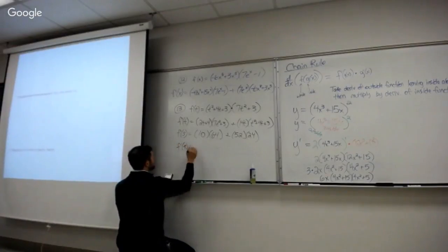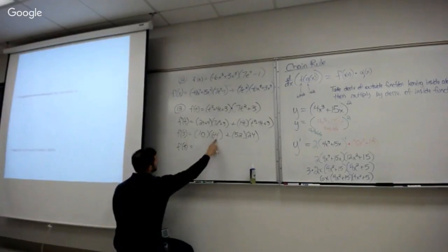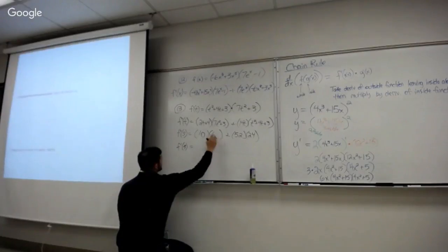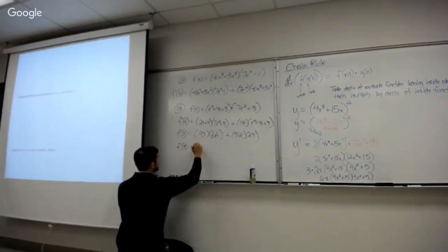So f prime of 3 is, we're going to be 10 times 66. Did I do that wrong? Yeah. 9 times 7 is 63. Oh yeah, 66. Thank you. So that would be 660 plus 52 times 24. Did anyone else get 1908?